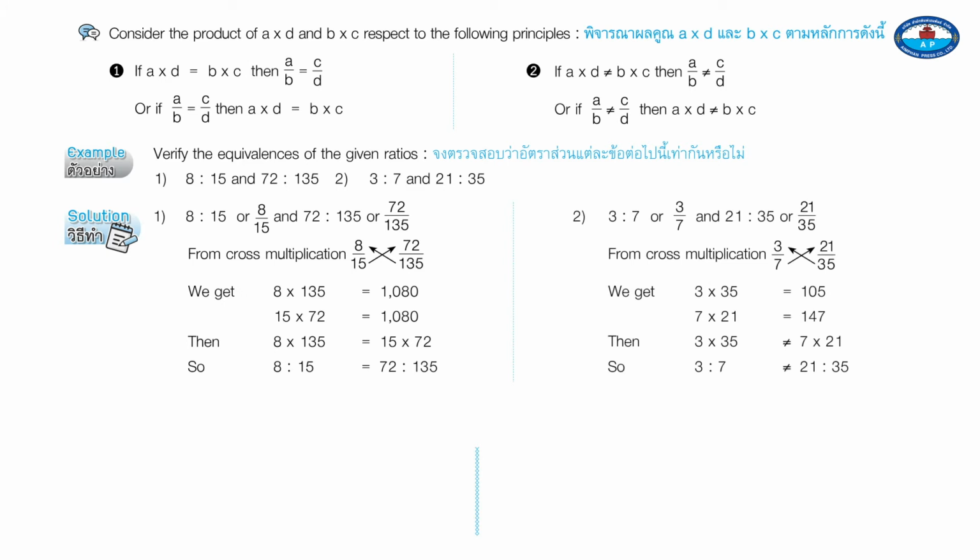2. 3:7 or 3/7 and 21:35 or 21/35. From cross multiplication, we get 3 times 35 equals 105, and 7 times 21 equals 147. Then 3 times 35 does not equal 7 times 21. So 3:7 does not equal 21:35.